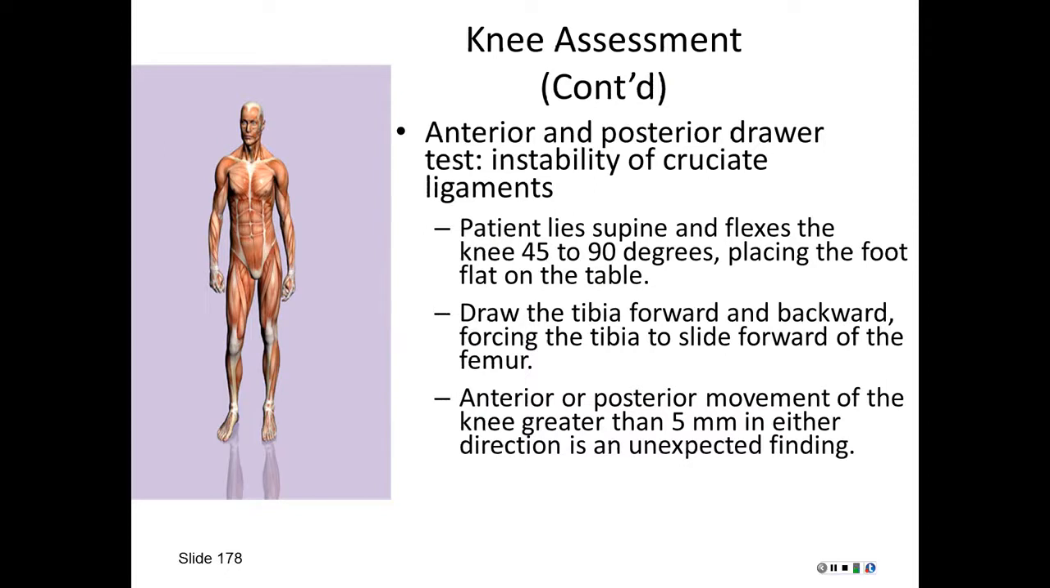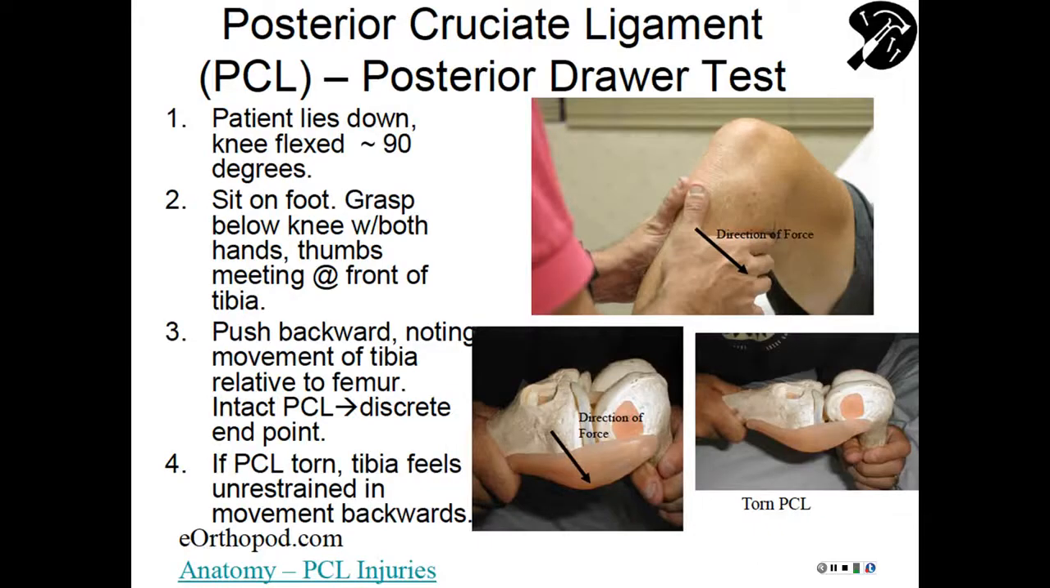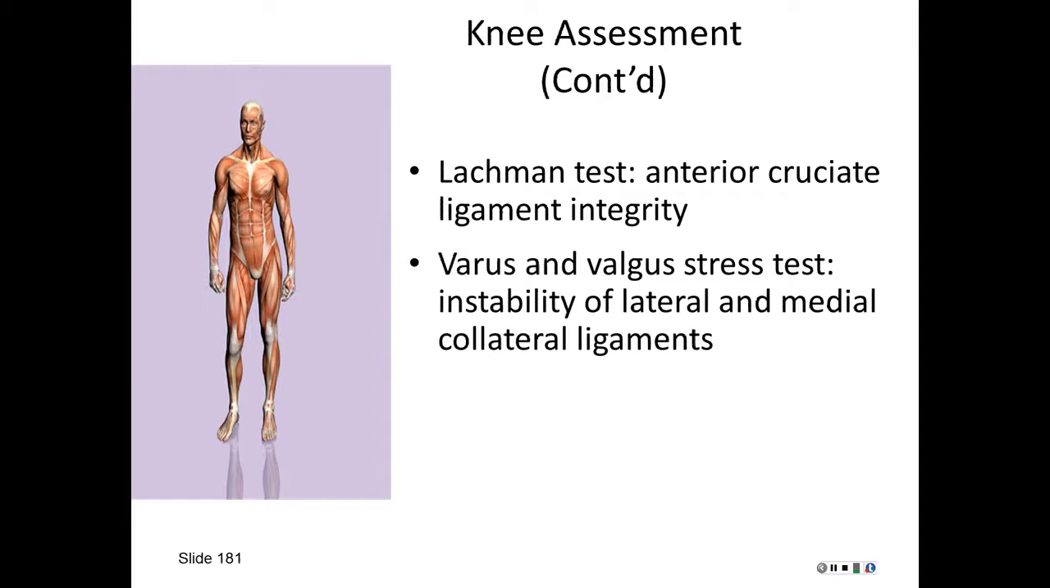Anterior and posterior drawer tests are for instability of the cruciate ligaments, the anterior and posterior. And you're going to see if there's any change between the right knee and the left knee. And this is the anterior drawer. This only works if you're sitting on the foot or doing something to stabilize the ankle. You're going to pull anteriorly for the anterior drawer and push posteriorly for the posterior drawer. In PCL, you're pushing on it. And the Lachman's test tests anterior cruciate ligament integrity. And then the varus and valgus stress tests are for instability of the lateral and medial collateral ligaments.